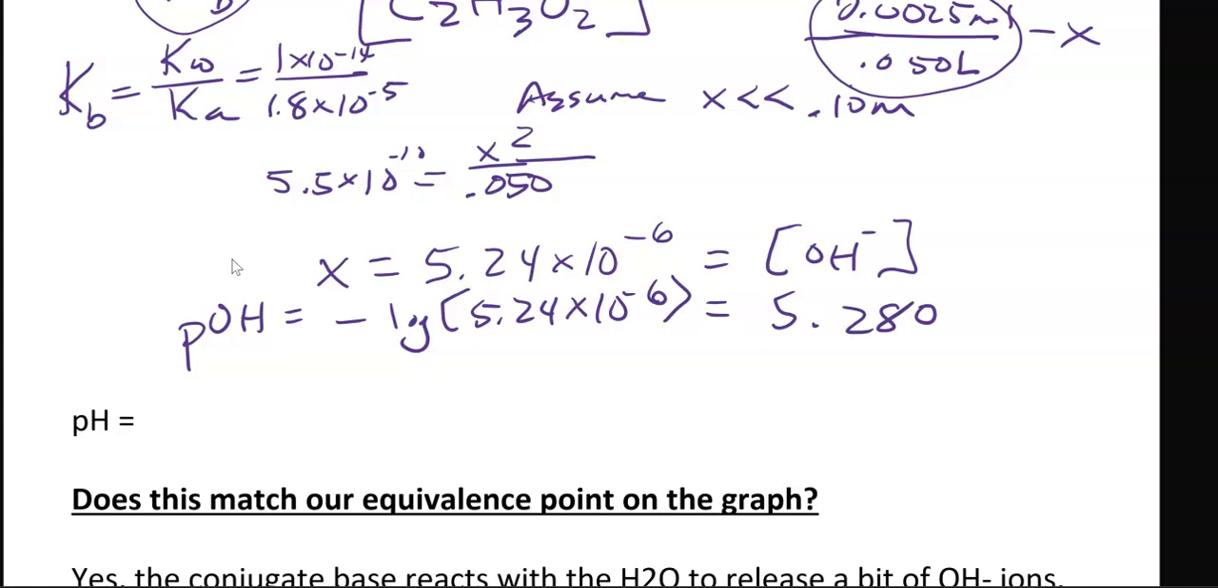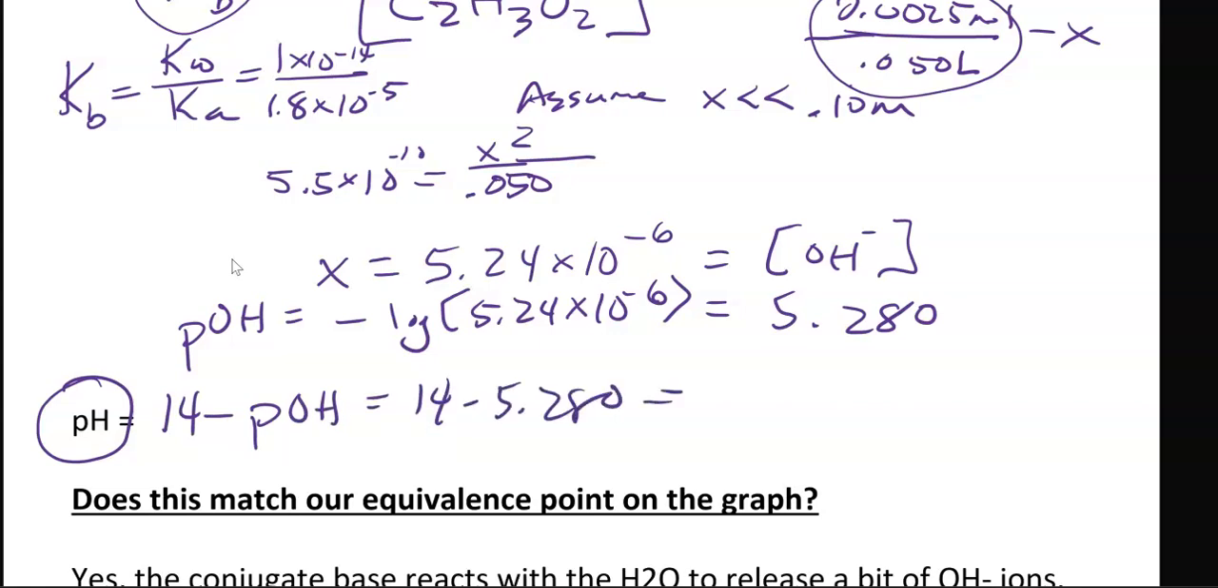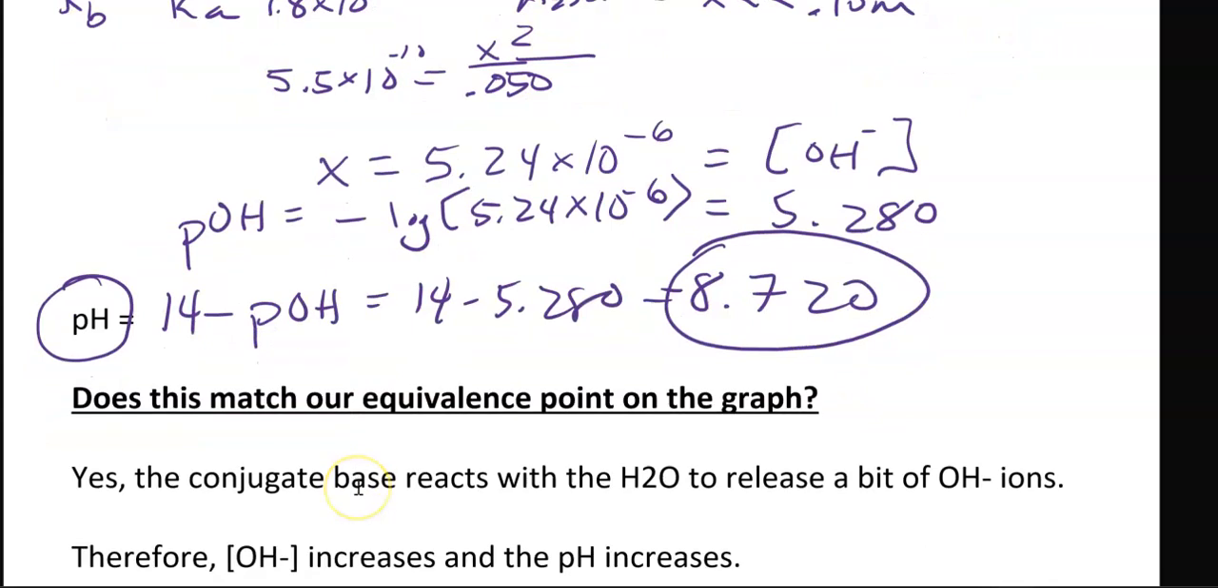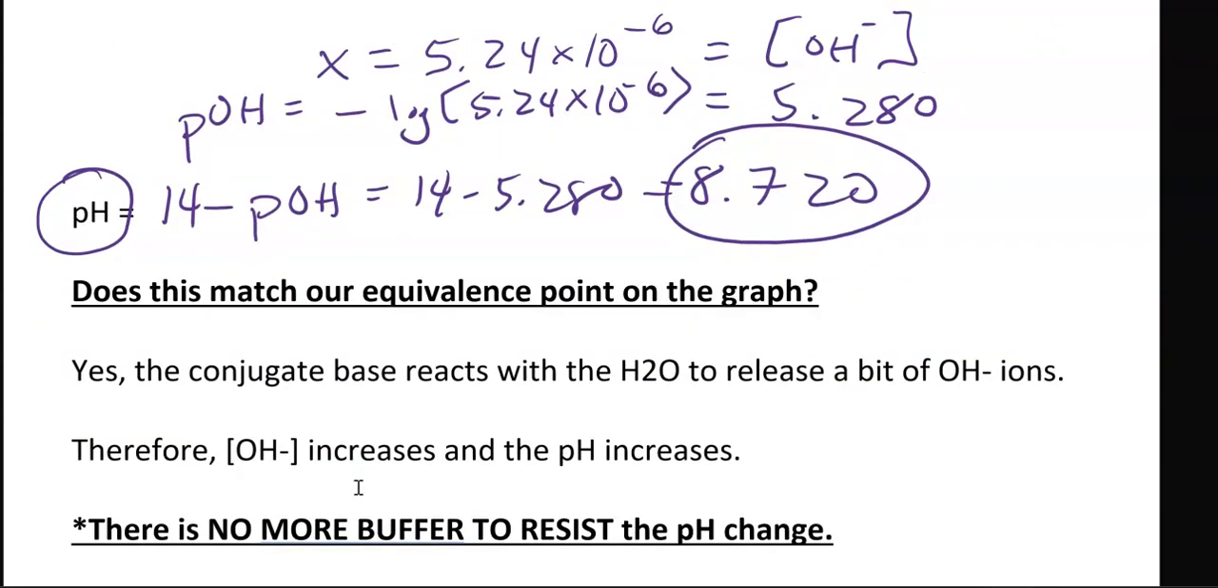The question is not what the pOH is. Nobody really cares about that. We care about what the pH value is. So you have to take 14 minus pOH. So 14 minus 5.280, and you get a difference of 8.720. Pause. Does this match our equivalence point on the graph? You go back and look at your graph. And I hope that you notice, yes, it does.